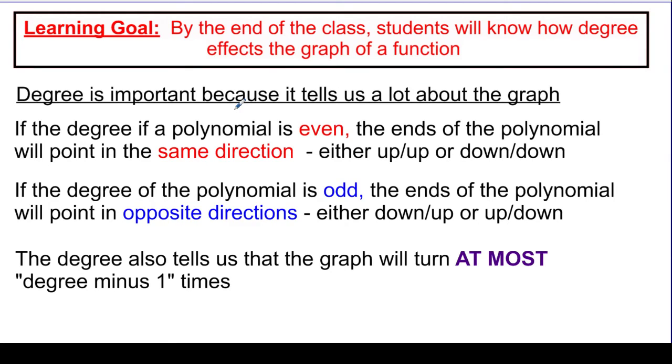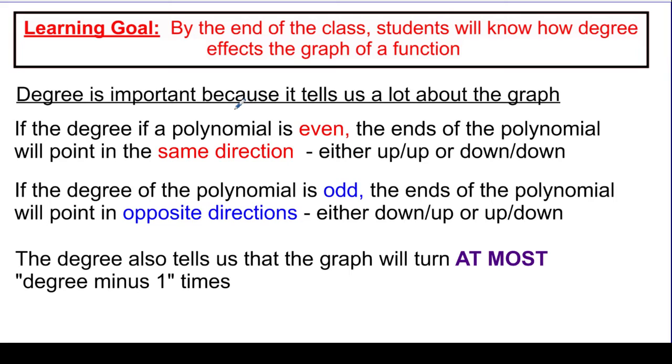If the degree of the polynomial is odd, like for example a degree 1 polynomial, a degree 5 polynomial, or a degree 23 polynomial, I'm claiming that the ends of the polynomial will always travel in opposite directions. Down slash up means that on the left-hand side it's traveling down, on the right-hand side it's traveling up. And up slash down just means the opposite: on the left-hand side it's going up, on the right-hand side it's going down. So that's one thing it tells us.